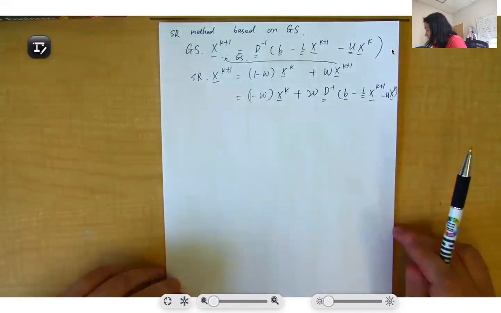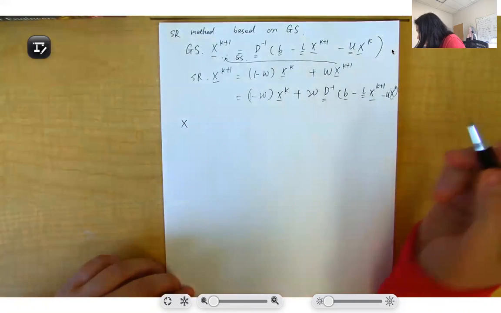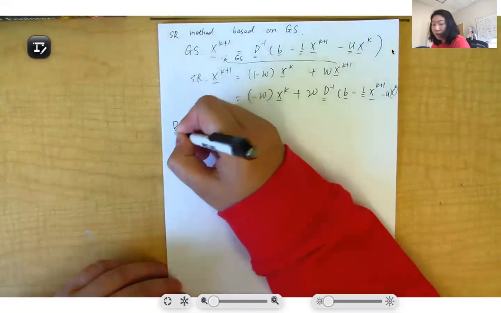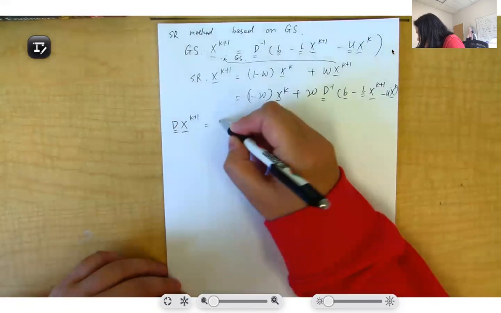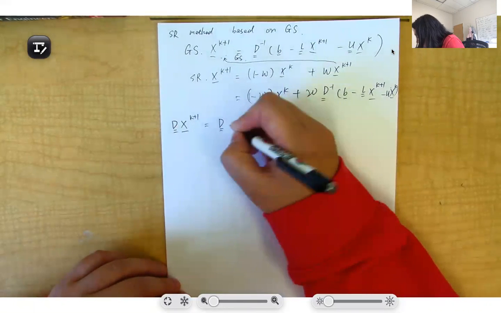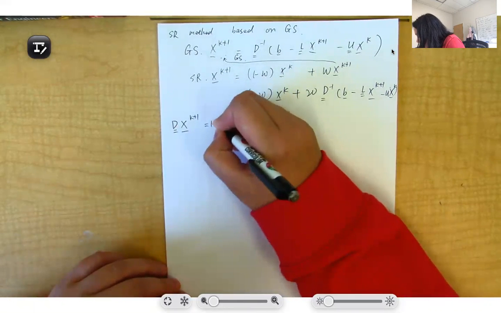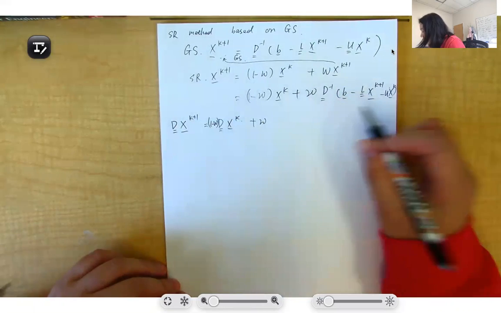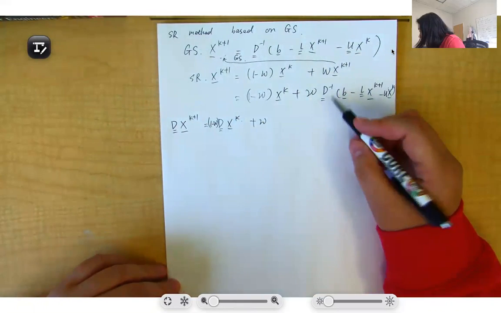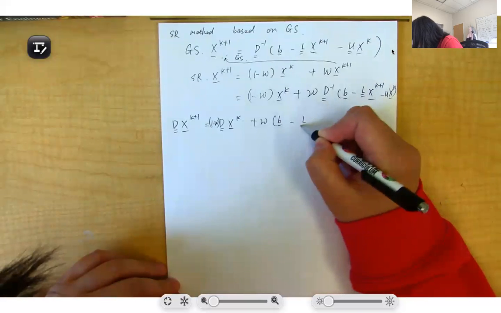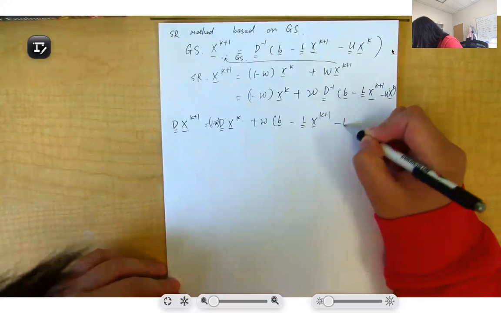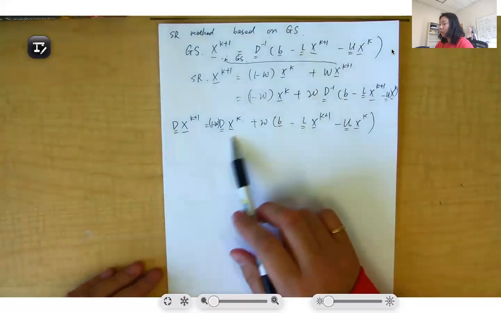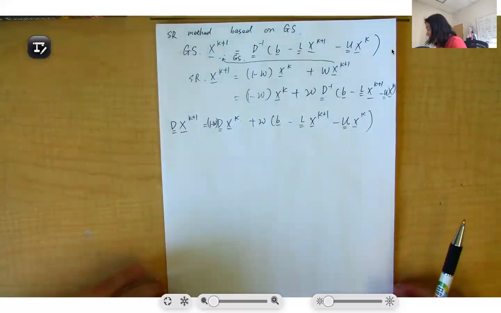Then what we can do is x_{k+1} times D, the diagonal matrix, will be equal to D times (1 minus omega) x_k, minus omega D times, the inverse will be identity matrices, so it will be b minus L x_{k+1} minus U x_k. Okay, so this is the new form of the SR method.